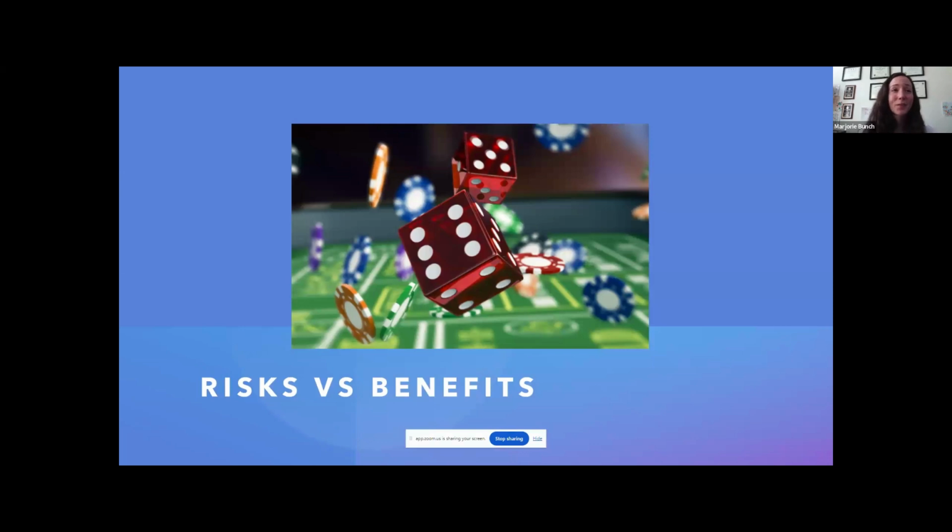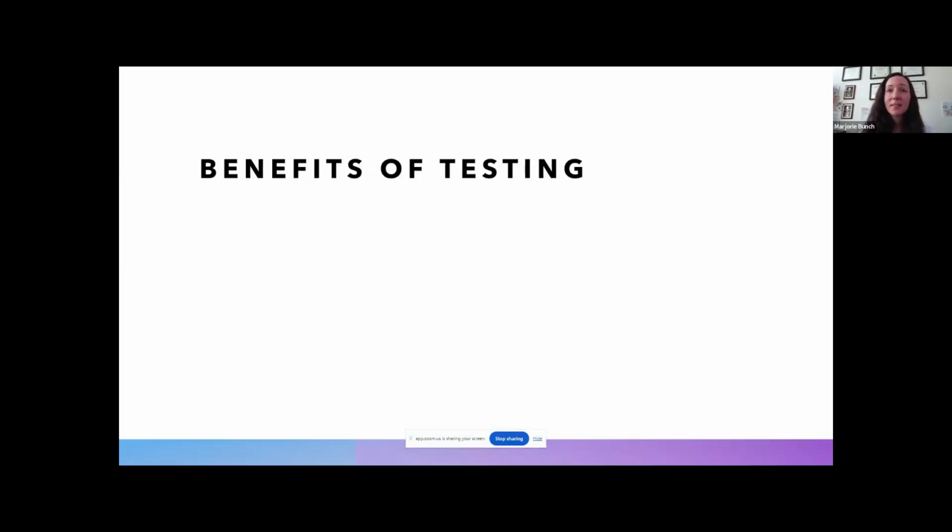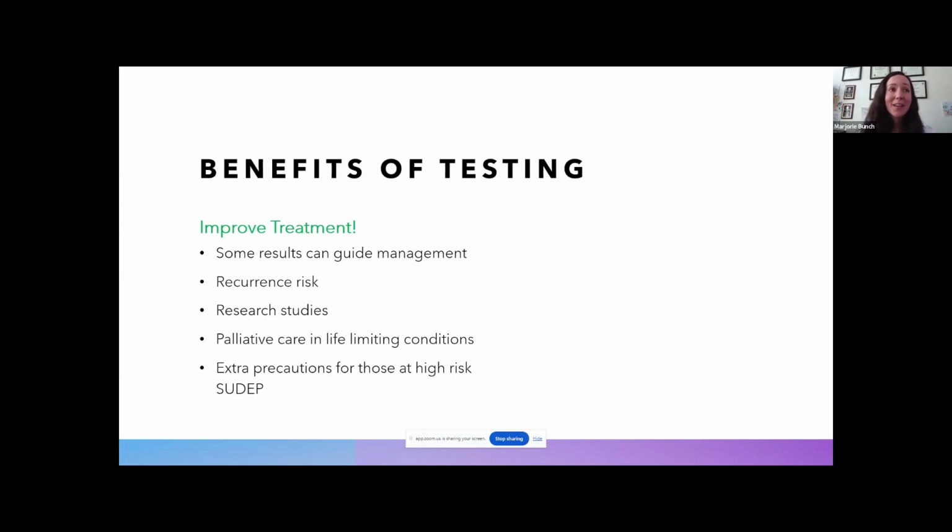So what are the risks versus the benefits? Well, the benefits, like I said, they can improve treatment. Some results can guide management, can tell you whether seizures are likely to recur after a long period of seizure freedom, and maybe open up research studies. Maybe the condition identified is life-limiting and palliative care can be thought of earlier rather than later. Maybe extra precautions can be taken for those identified with something like Dravet syndrome, which is known to have a high risk of SUDEP, or sudden unexpected death in epilepsy.